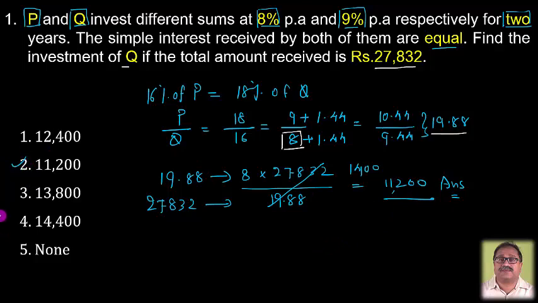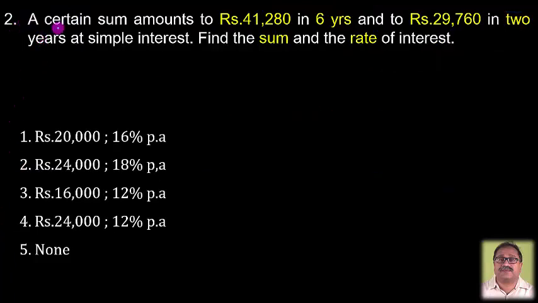Let's take the next question. Question 2. There's a very simple question on simple interest. A certain sum amounts to rupees 41,280 in 6 years, 29,760 in 2 years. Find the sum and rate. These are the very fundamental questions. Let's work out that in 6 years, a sum becomes 41,280. And in 2 years, the same sum becomes 29,760.